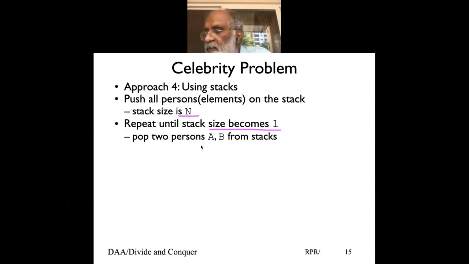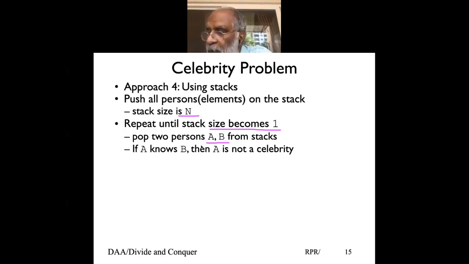The way it works is, take two people off the top of the stack, A and B, and if A knows B, that means A is not a celebrity, because A knows B, and by definition a celebrity should not know anybody.